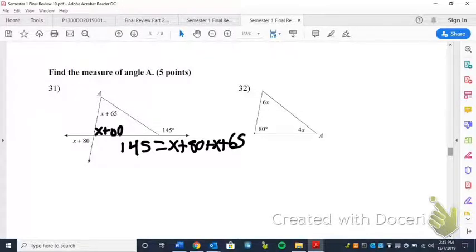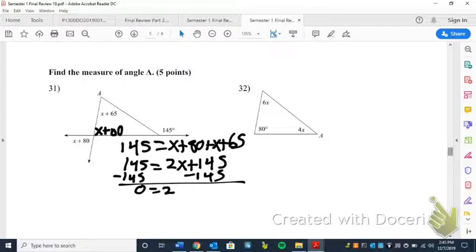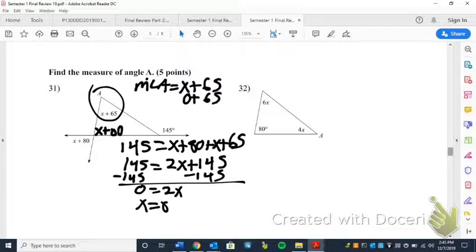Combine like terms on the right, I get 145 equals 2x plus 145. Subtract 145 from both sides, and we get 0 equals 2x. Divide by 2, and we get x equals 0. Looking for the measure of angle A, so I plug that in. Measure of angle A equals x plus 65, or 0 plus 65, or, well, 65.